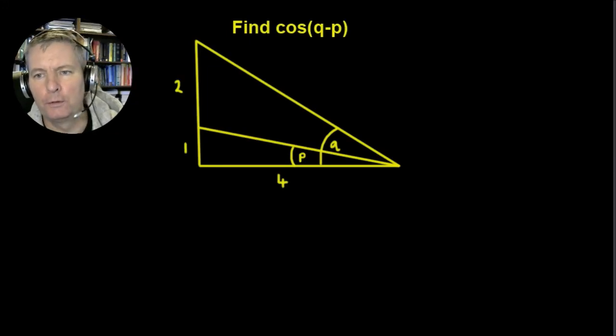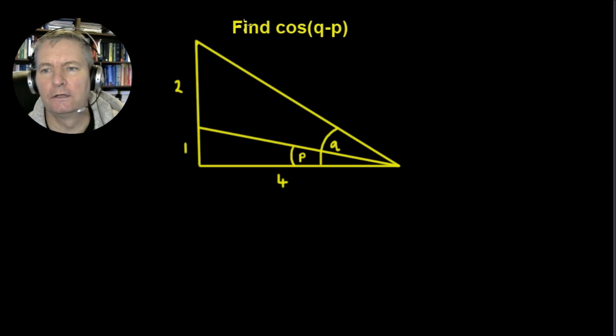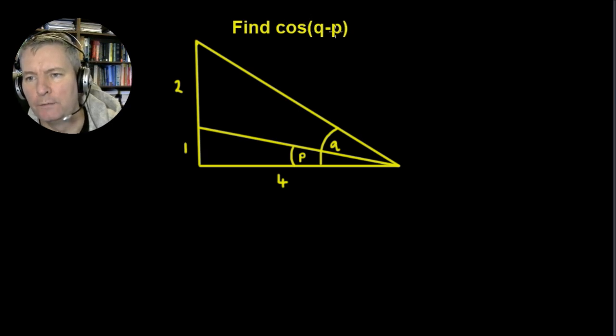So let's look at a compound angle problem. We're given this little triangle here, and we can see that we've got an angle P, which is the small angle, and we've got the angle Q, which is the large angle, and we've got this distance is 2, this distance is 1, and this distance is 4. And we're told to find the angle cos of Q minus P.